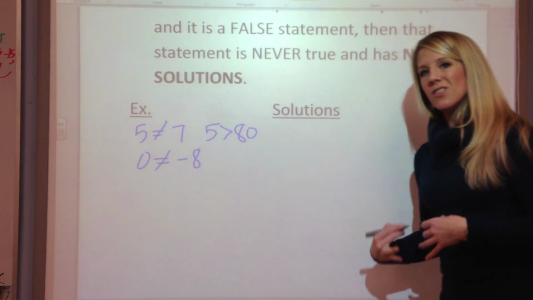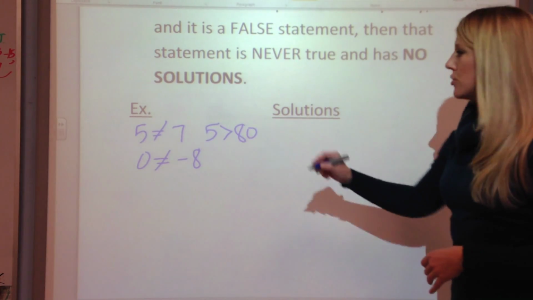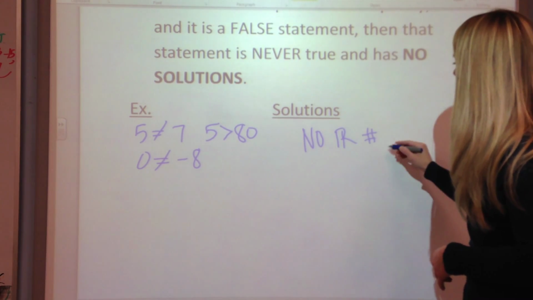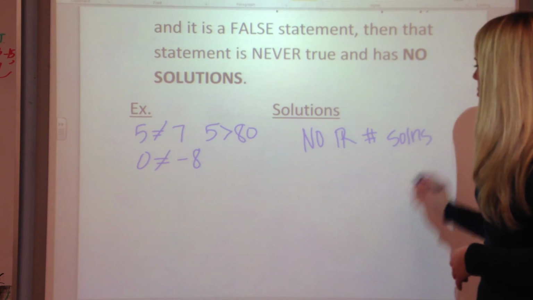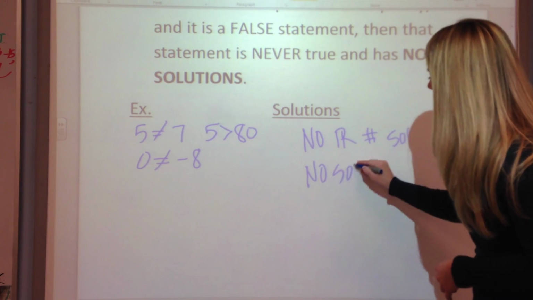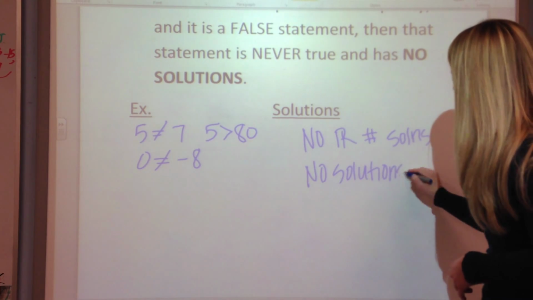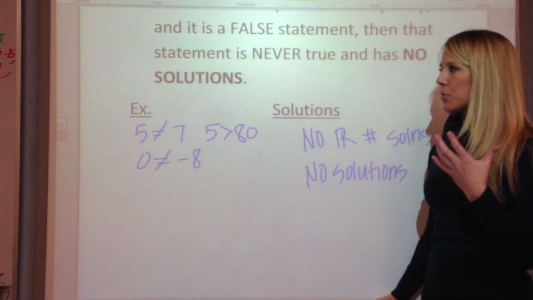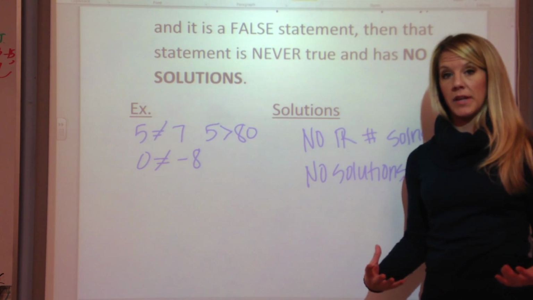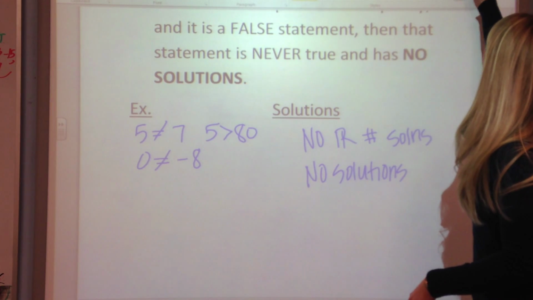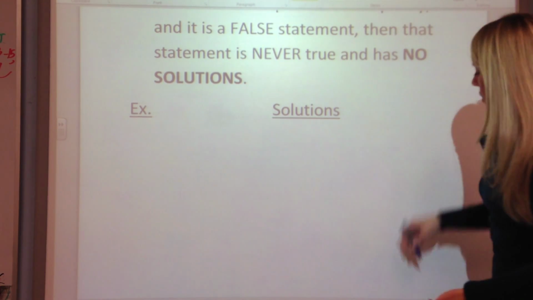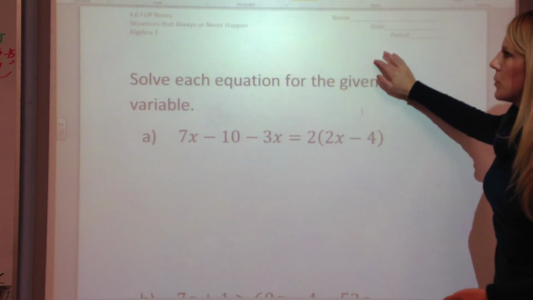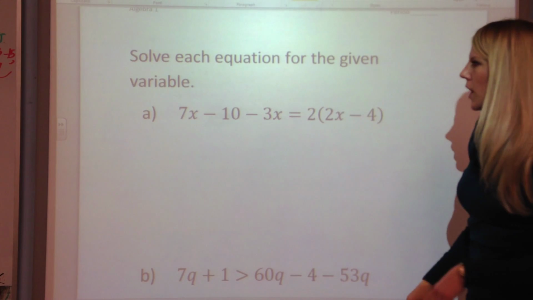So if we end up with this false statement, so a situation that's not true, we say there are no solutions or there are no real number solutions. So we can also just say, hey, no solutions. That would be our answer. Nothing will ever make that situation true. No matter what number I pick and plug it into that equation or that inequality, it will never make it true. So let's look at that algebraically with some actual example solving equations. Tomorrow in class we'll look at some word problems and we'll look at a little bit graphically of what this looks like on a graph or with a graph.